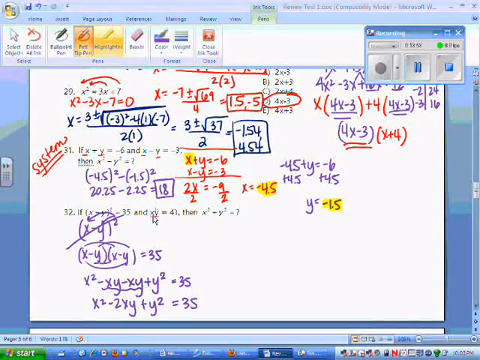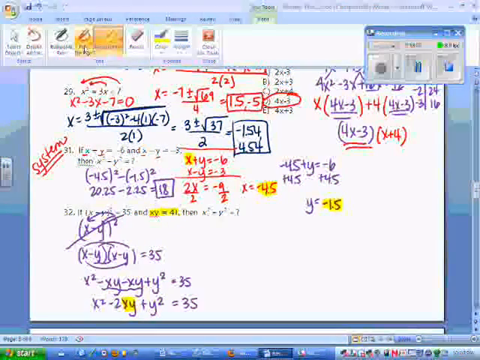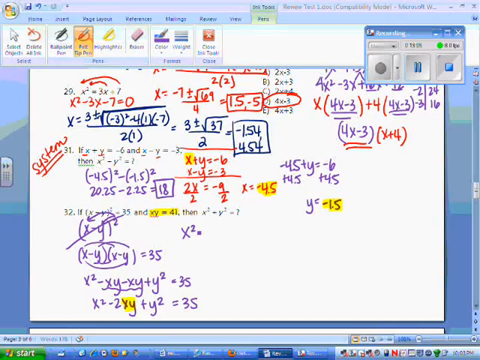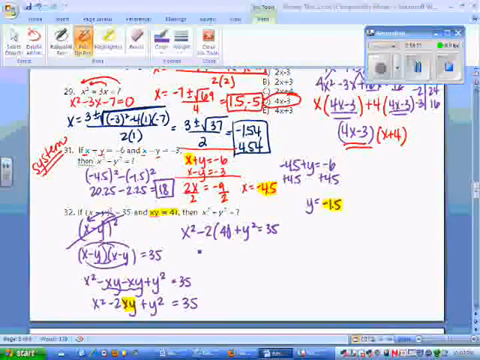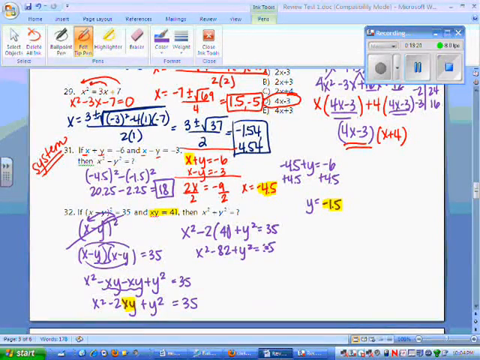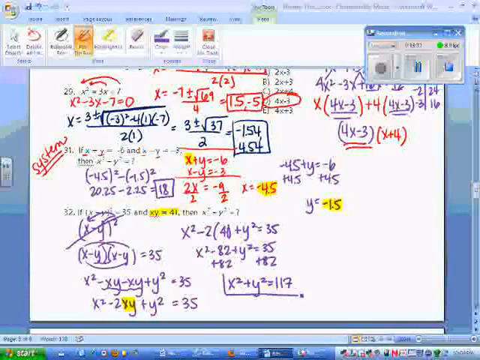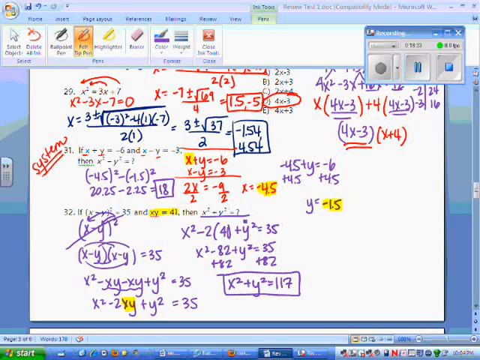The problem gives us that xy equals 41, so I'm going to substitute the 41 right there. x squared minus 2 times 41 plus y squared equals 35. 2 times 41 is 82. x squared minus 82 plus y squared equals 35. Go ahead and add the 82. So I have x squared plus y squared equals 117. And that's all they wanted. They wanted to know what x squared plus y squared was.